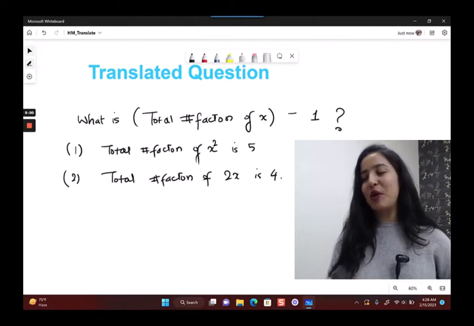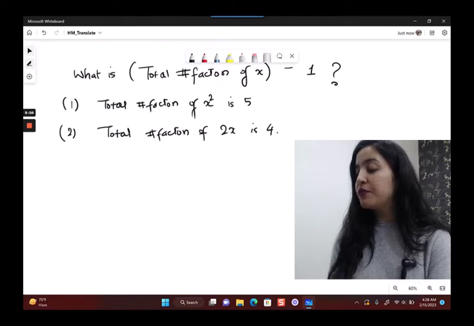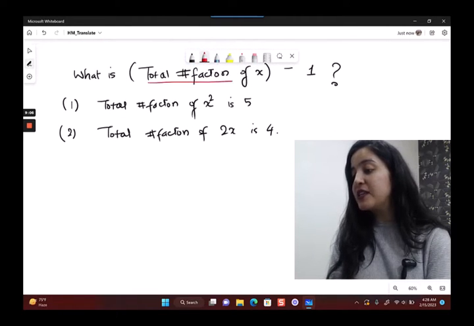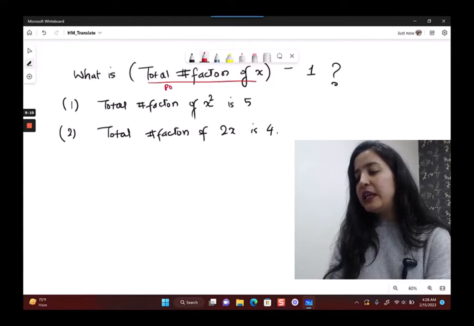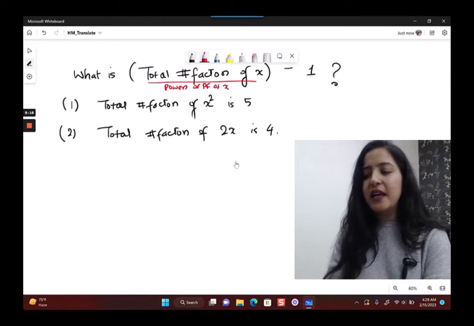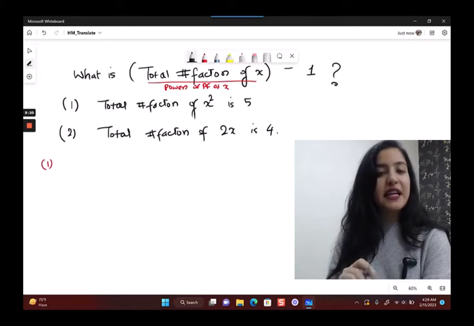Let's discuss this properly. Alright, so first of all, what is the total number of factors of x minus 1? Remember what we discussed in the concept. For this, all you need is the powers of prime factors of x. We're going to see which statement can get us closer to that, or which statement can exactly give us what we want. So statement 1.